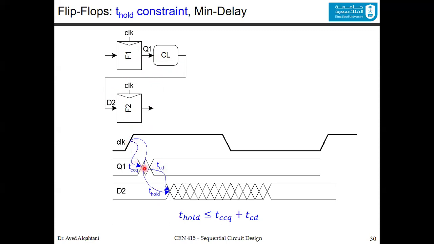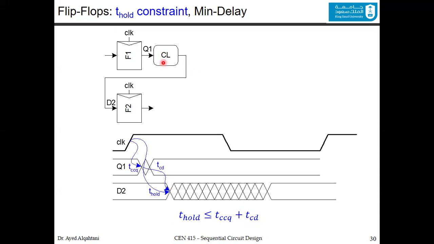That's the 2 passing times. You need to make sure that the holding time is faster than the passing time, or the T hold is less than or equal to the contamination clock to Q plus the contamination delay within the combinational logic.